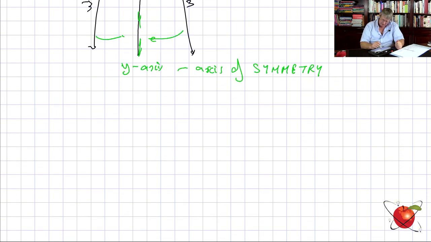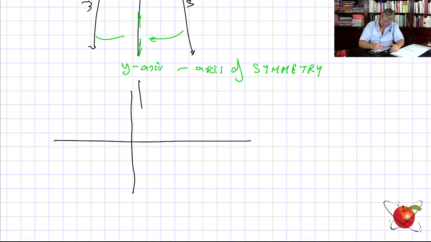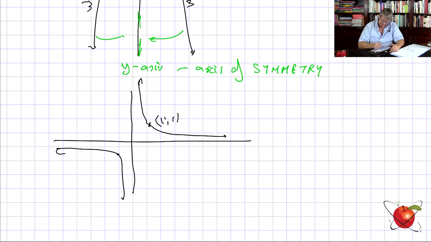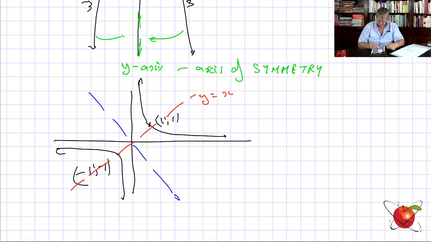But now, just a moment. What about the hyperbola? Okay. I'm only drawing the standard hyperbola here. Okay. I'm going to put in our standard points 1 and 1, and minus 1 and minus 1. Okay. And now let's have a look. Let's look for axes of symmetry on this guy. Well, just a sec. The line y equals x is an axis of symmetry. Can you see that? And the line y equals minus x.